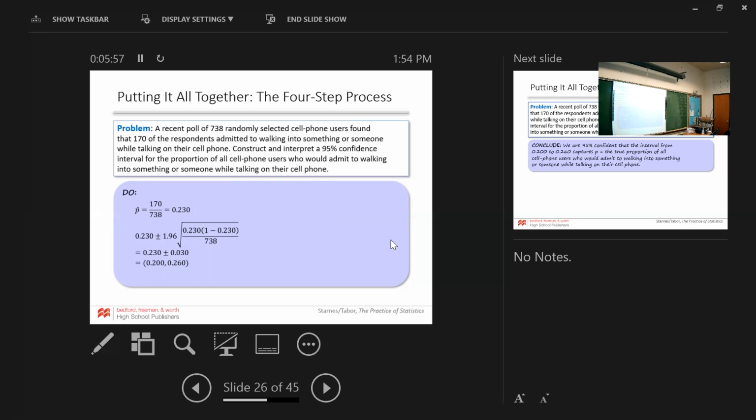We're going to scroll down to A, which is the 1-proportion Z interval. And when you click on A, you're just typing this in here. Ready? X is 170, N is 738, and you want a 95% confidence interval. And it's going to spit this out right here.